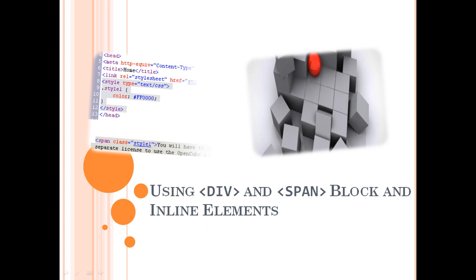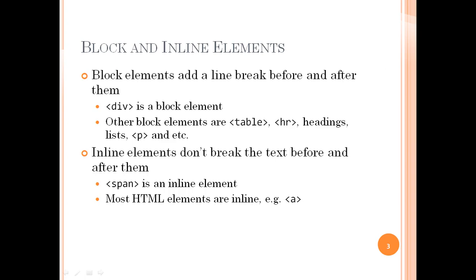The first one is block and inline elements. So here, every HTML element has a default display value that depends on what type of element it is. There are two display values, block and inline. A block level element always starts on a new line and takes up the full width available.